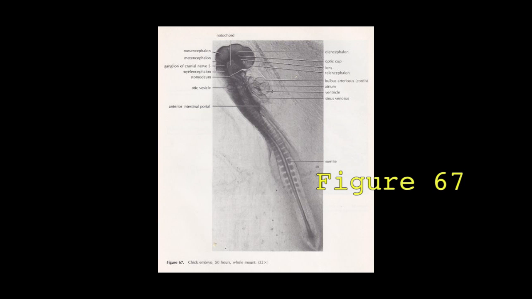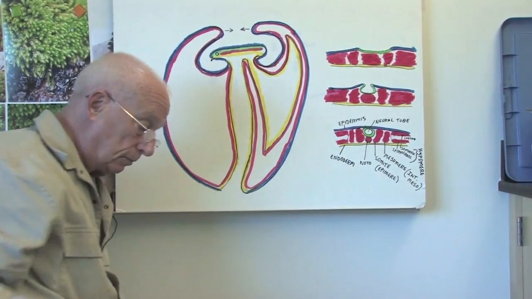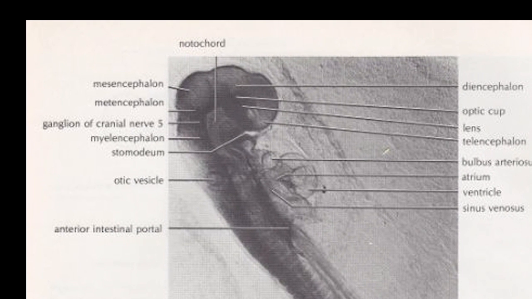If we move on to figure number 67, that's an older chick embryo, a 50-hour chick embryo. And in this view, again, you can see the somites beautifully. And to understand how they develop, you just have to go back to this. You can see the divisions of the brain. You can see the heart again.